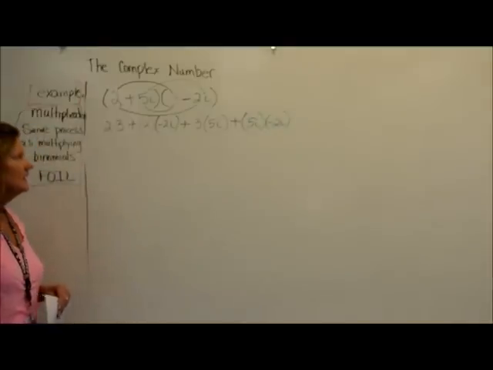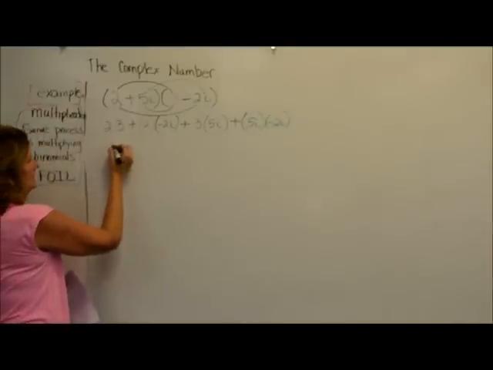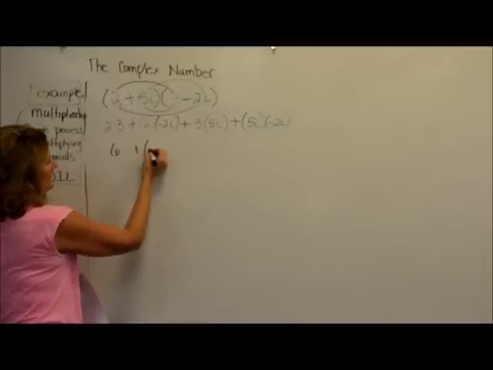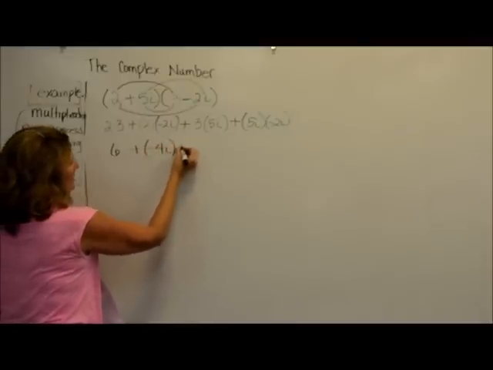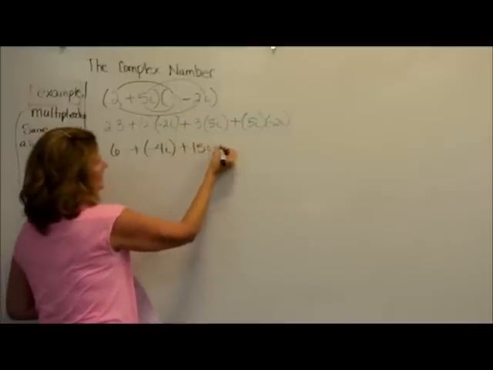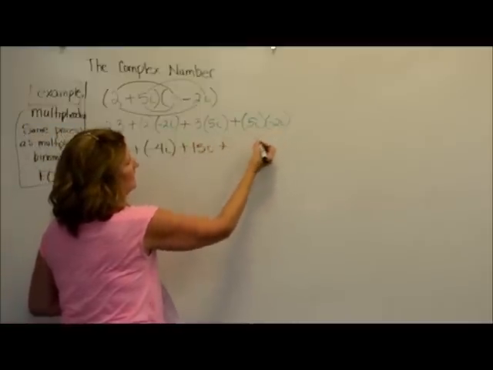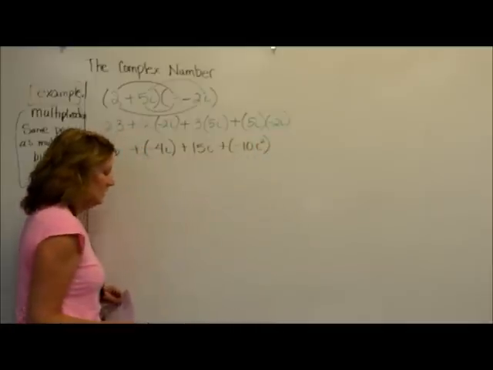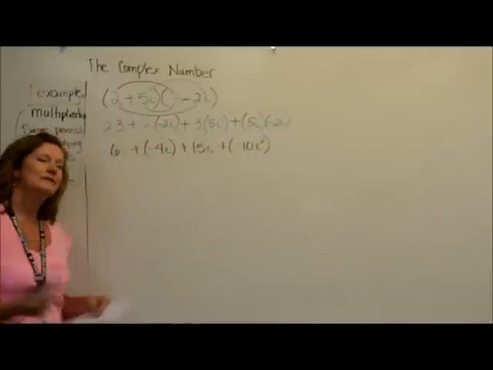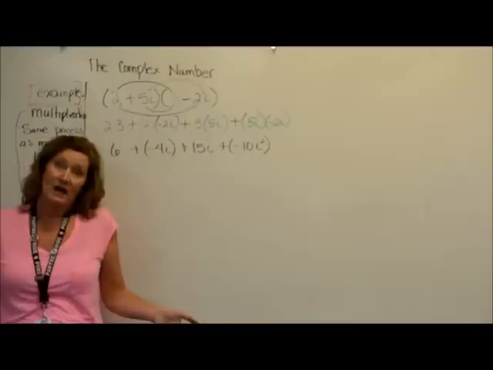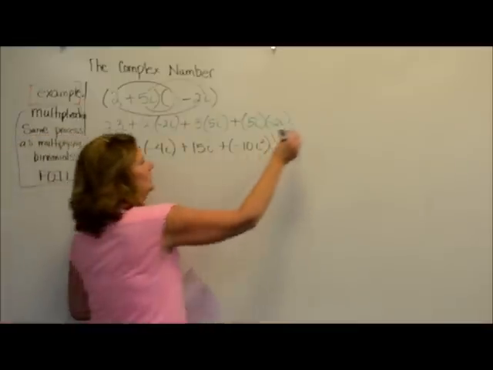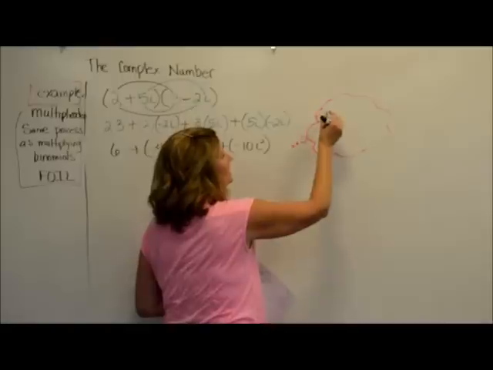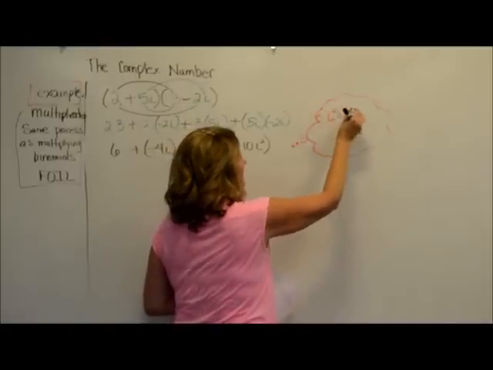Okay? So what I end up with is 6 plus, let's do it that way, negative 4i plus 15i plus 5 times negative 2 is negative 10i squared. Well, remember what I was telling you. If you have an i squared, you need to switch it over to negative 1. So here's that little bubbly thought, right? i squared equals negative 1.